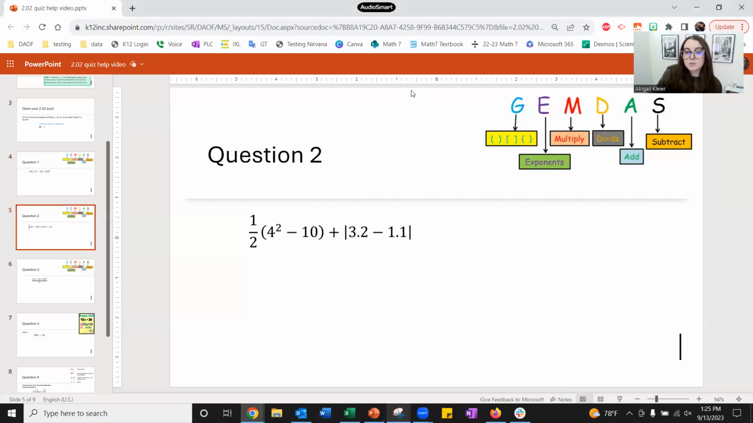So our order of operations don't change. We still have the same GEMDAS steps that we're looking for. So first is still grouping symbols. In this situation, we have two sets of grouping symbols. We have absolute value bars and parentheses. So we need to solve what's inside both of them. In my first one, though, I do have an exponent, so I'm going to solve that first.